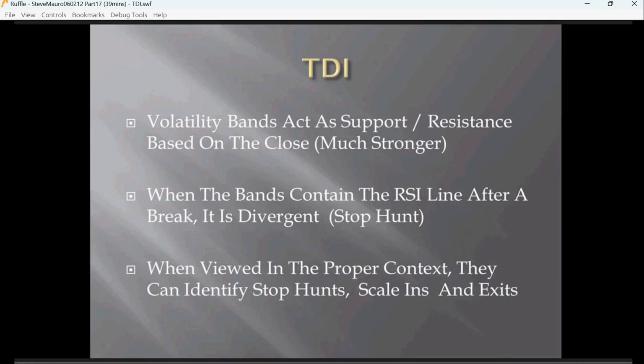When the bands contain the RSI line after it is broken, that gives us divergences or a stop hunt. Here's what I mean. Here's the band, it breaks out, and then falls back in. This is divergent based on standard deviation rules, because it was above 2 standard deviations and now it's below 2 standard deviations. So in essence it's calmed down.